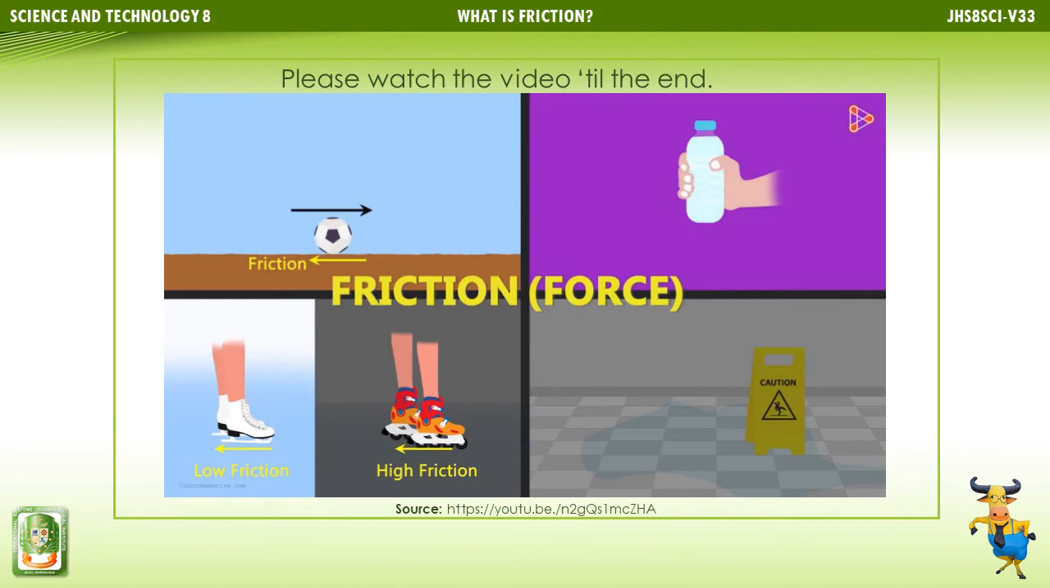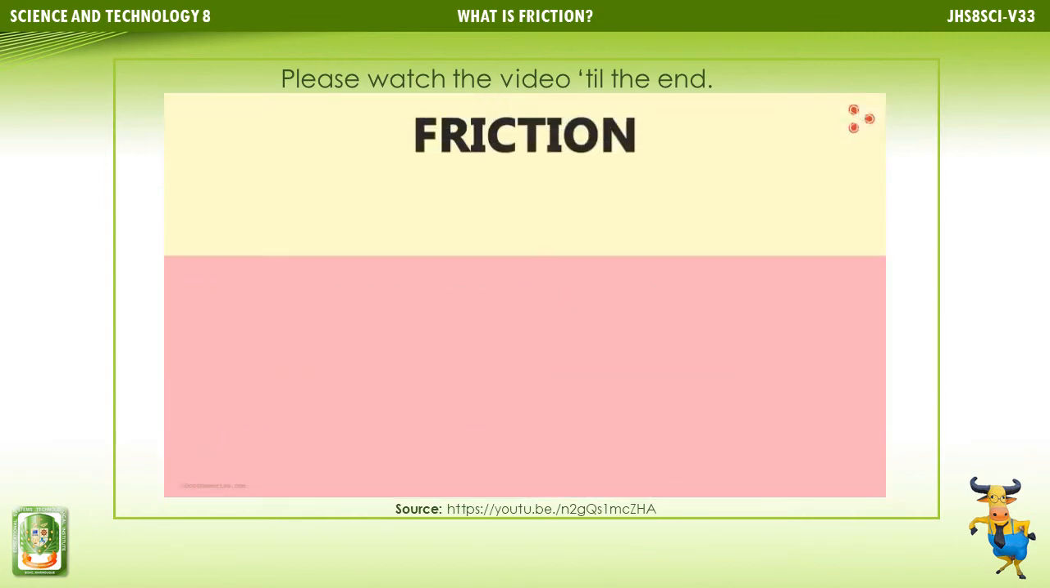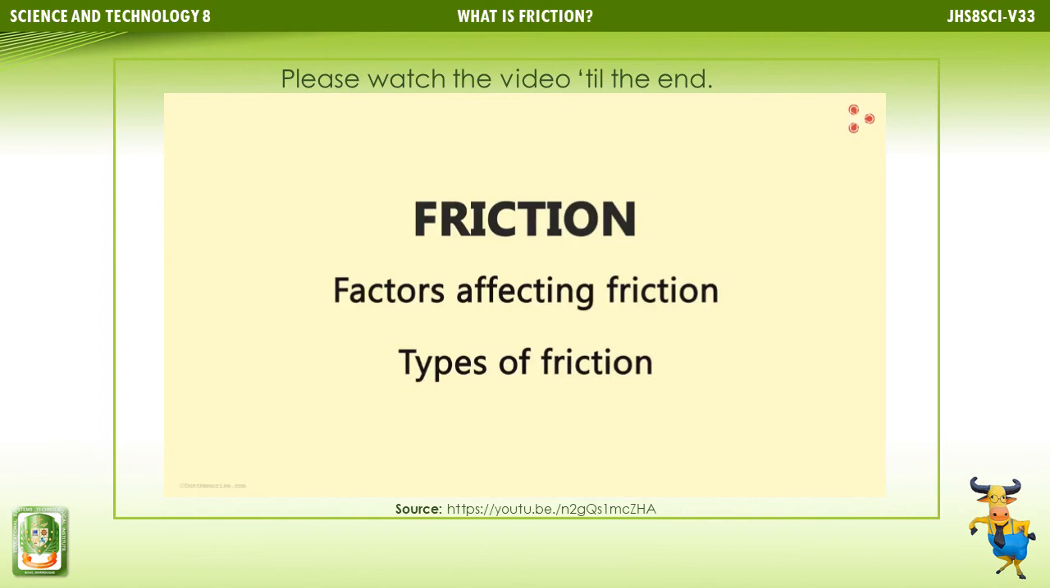The bottle does not slip down because the surface of your hand offers a friction in the upward direction. And in the case of the floor in the mall, the soapy water reduces the friction offered by the floor. In the coming lessons, we'll learn a lot more about friction. We'll see the factors affecting friction. We'll understand if friction helps us in our everyday life or not. And we will also cover the different types of friction.